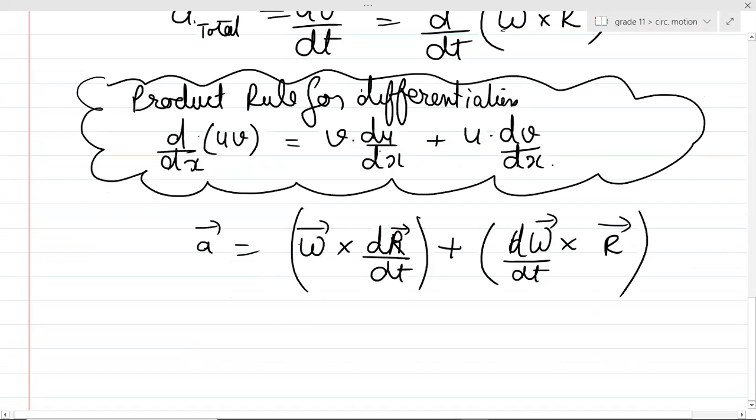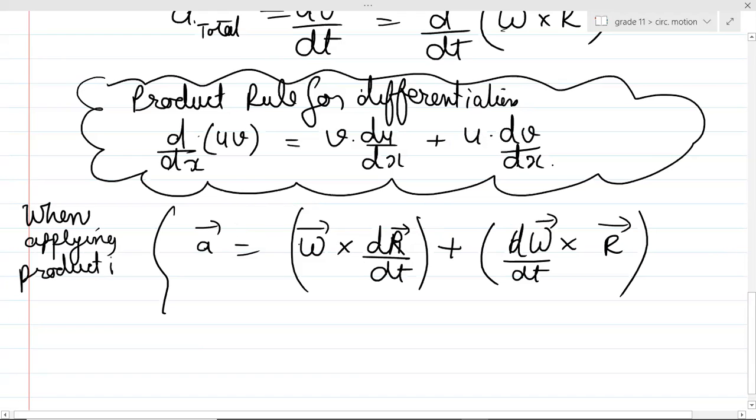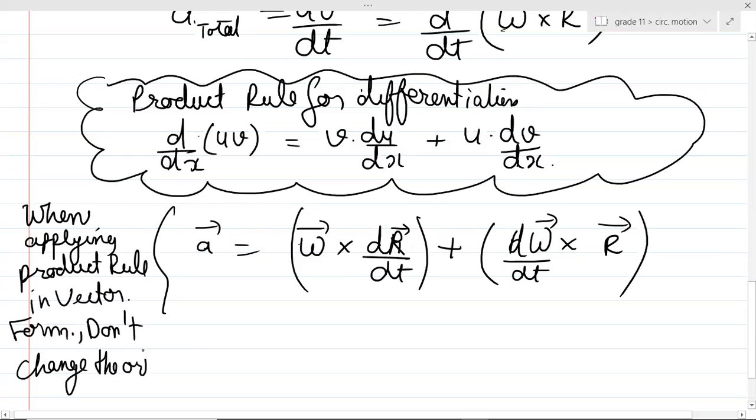Can you see here? Here it was just a magnitude, so I wrote u as it is in front. But remember, whenever you apply the product rule in vector quantities, don't change the order. Order means you don't write one first, one second. Just differentiate one and write the second as it is.